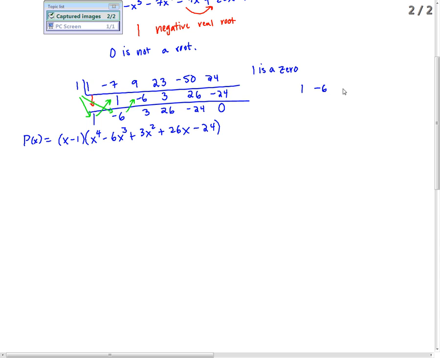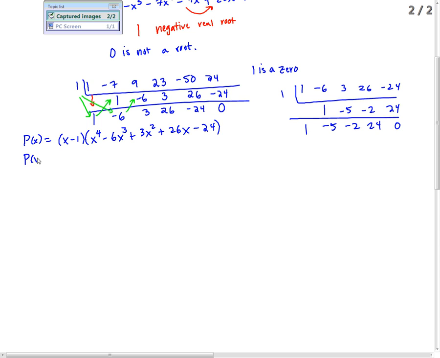1, negative 6, 3, 26, and negative 24. Put my 1 back. So bring this down to get 1, 1, negative 5, negative 5, so this is negative 2. 1 times negative 2 is negative 2. This is positive 24. And then 1 times 24 is 24. Okay, and I get another 0. What does that mean? Well, that means 1 is a 0 again.